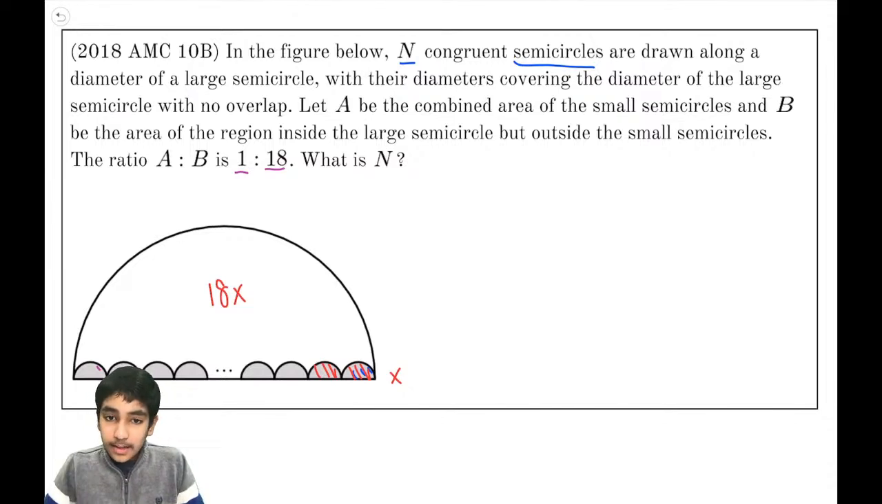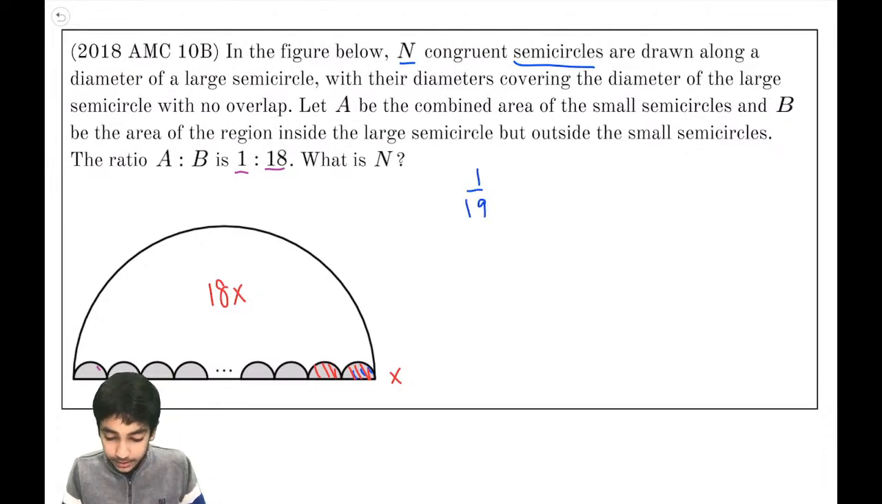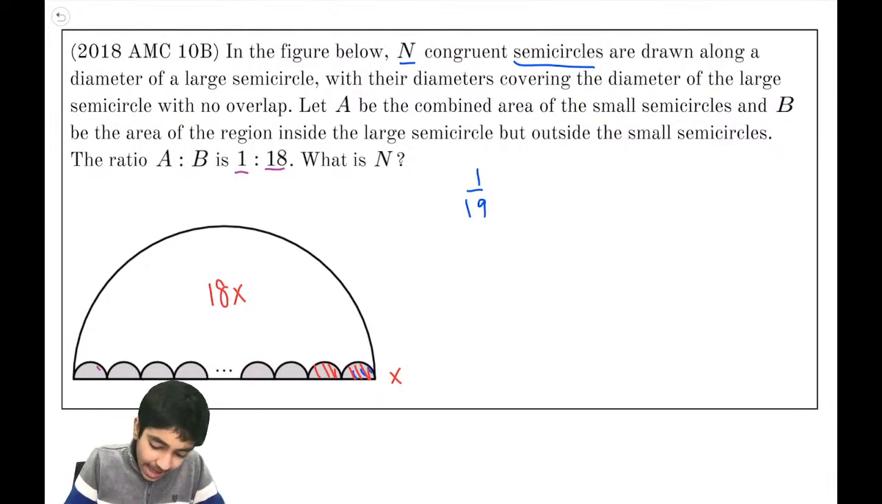Okay, so basically the key idea is that the ratio of the gray semicircles to the overall thing is 1 to 19, because 1 over 18 plus 1. So the ratio of the gray semicircles to the whole thing is 1 over 19. Let's explore what it means. So we have n of these semicircles, and think about this question: what's the ratio of just one of these semicircles to the whole big semicircle?